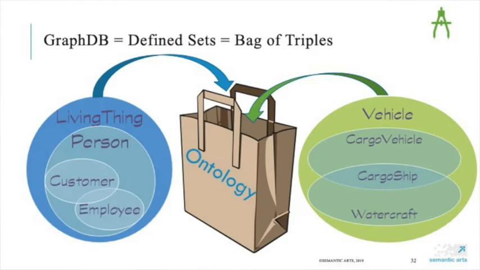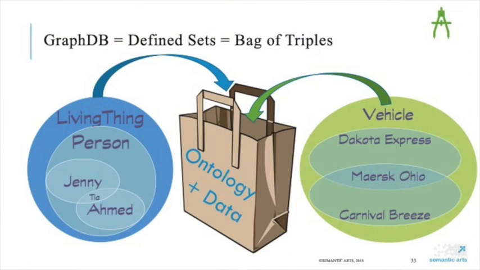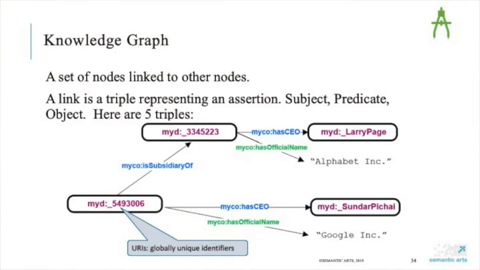So here is an example of a bag of triples, and we have this class here, living thing, which has a subclass person, subclass customer, employee, etc. We have the same thing over on the vehicle side. This is the ontology. We put it in the bag. Then we drop some data in there, and we find the things that have assembled themselves to match into these. Okay, so they're all just in that same space, commingling, and you get the information out of it. And so a knowledge graph: a set of nodes linked to other nodes.